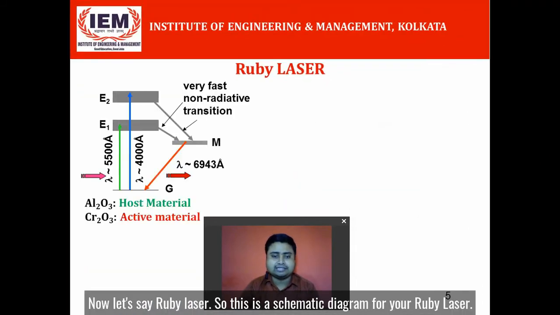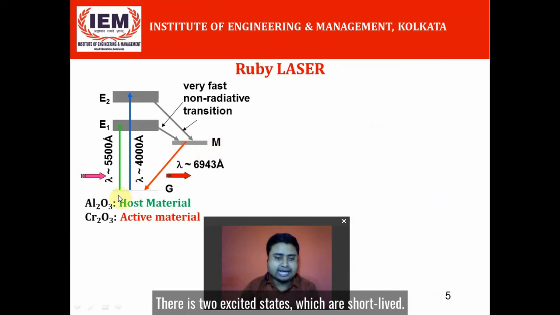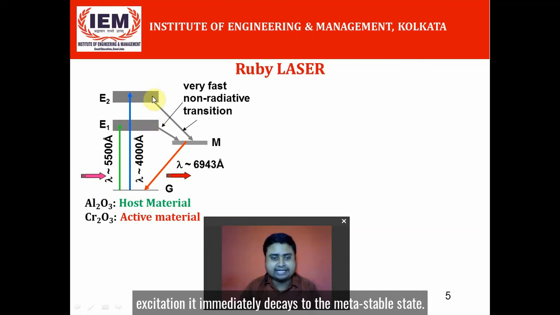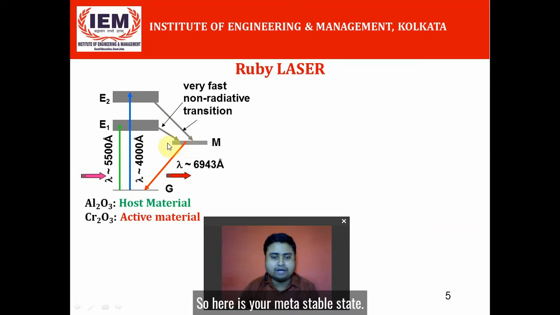Now let's say ruby laser. So this is a schematic diagram for your ruby laser. Here there are two excited states which are short-lived. So you excite these electrons to this short-lived state. It will be excited by optical pumping. Then after excitation, it immediately decays to the metastable state. So here is your metastable state.